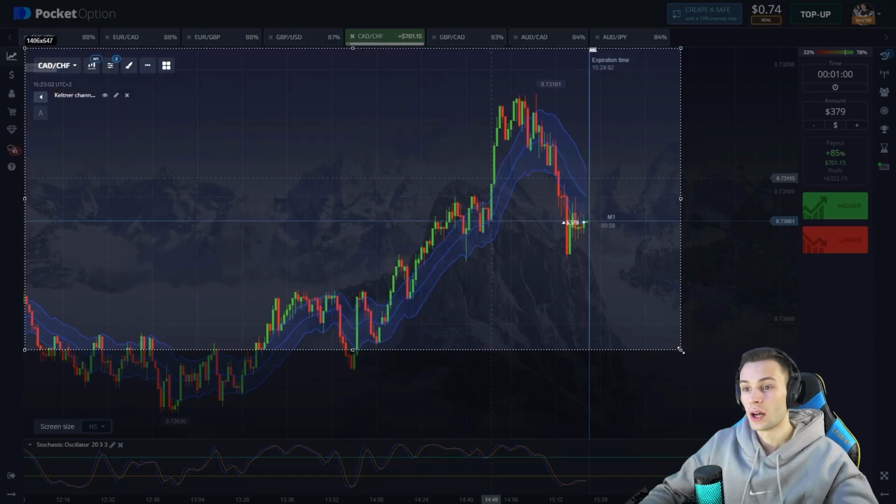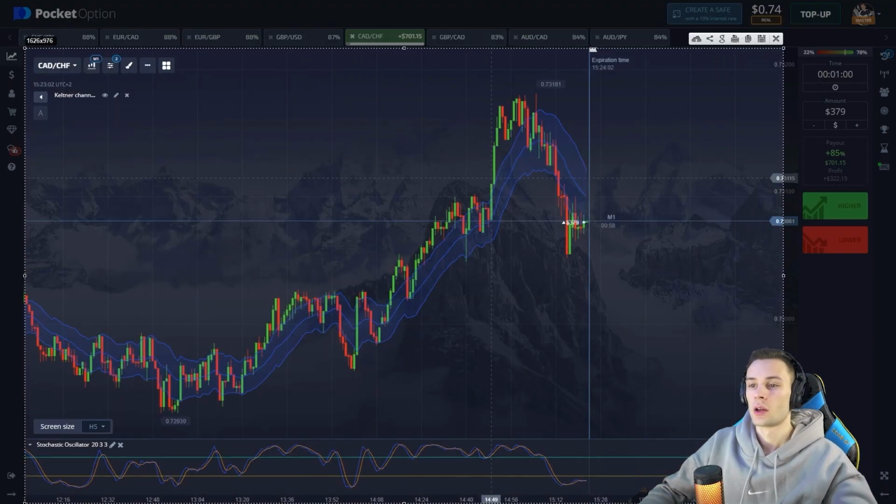I'll point out the workspace. First of all, we take a look at the stochastic. We understand that the upward dynamics dominates here, and we play ahead of the market again. We understand that this is a clear uptrend.